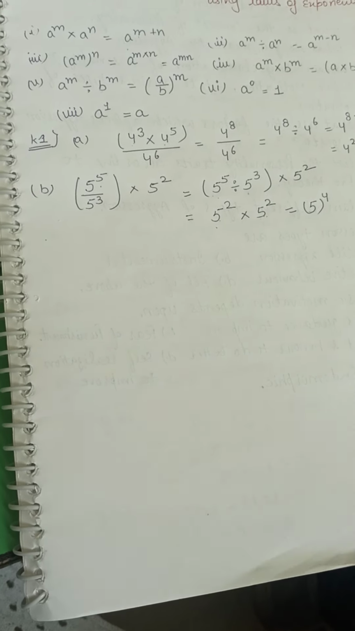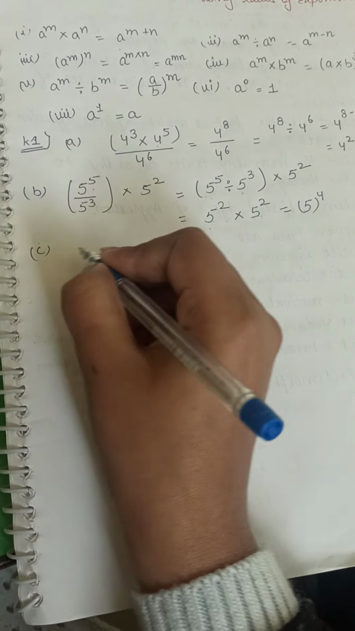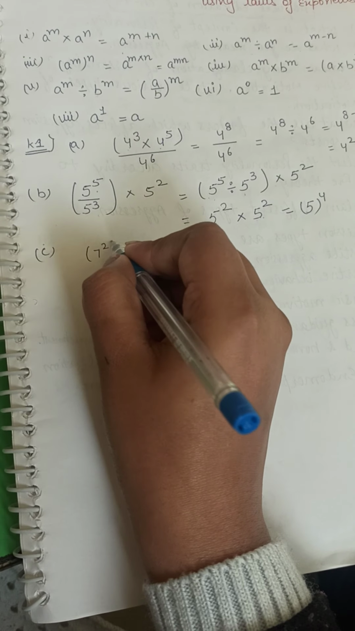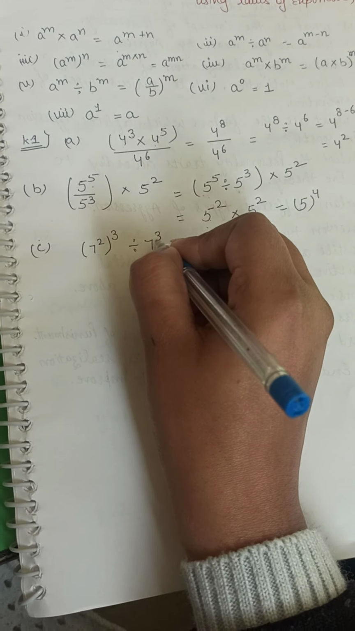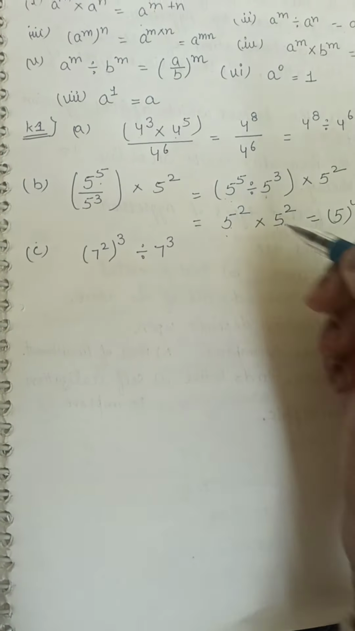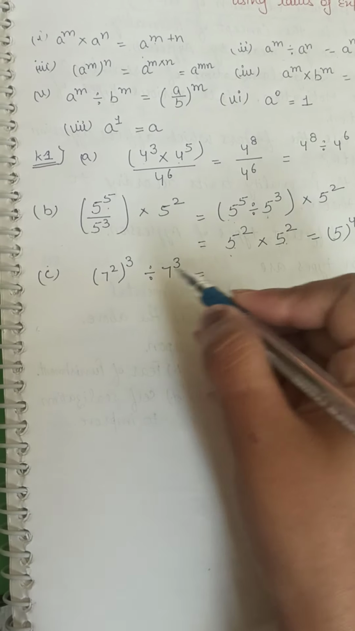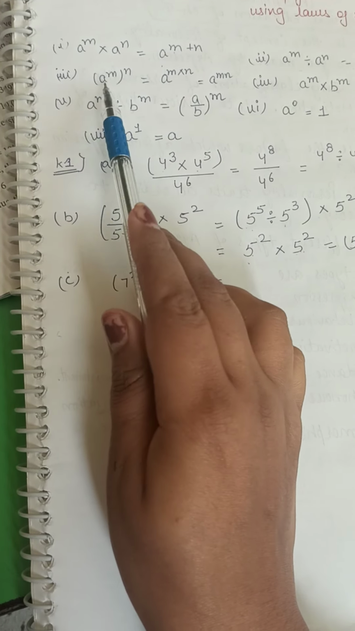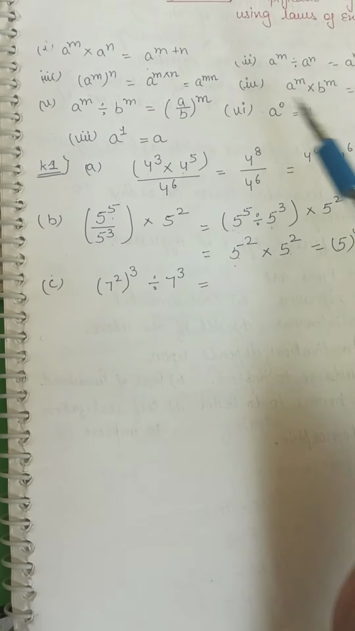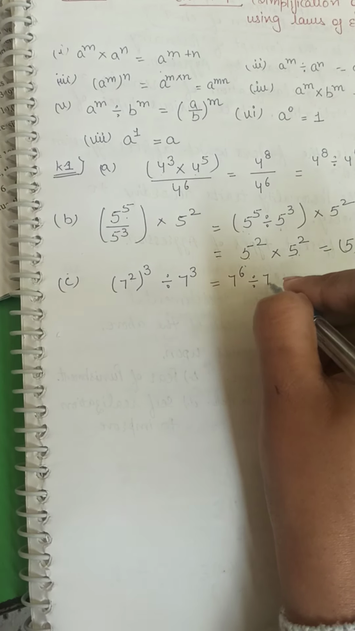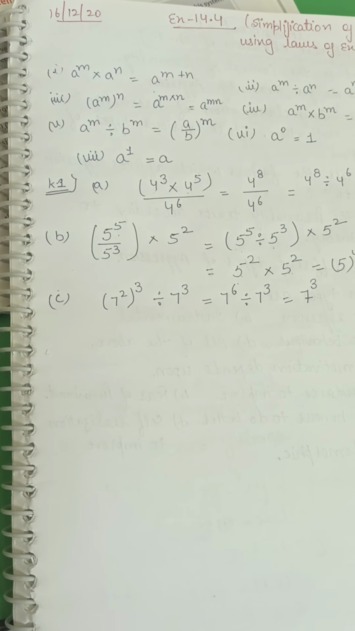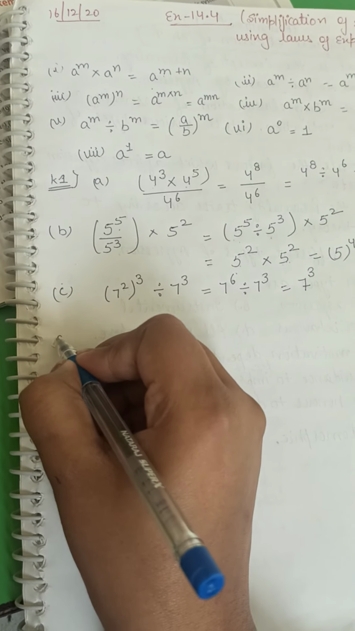Now, come to the C part. 7 to the power 2, the whole to the power 3, divided by 7 to the power 3. So here we know about this third law, m multiplied with n. 2 threes are 6. Divided by 7 to the power 3. So our answer is 6 minus 3, 3. Right? With the help of laws it is very easy.